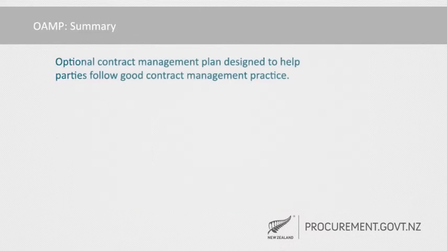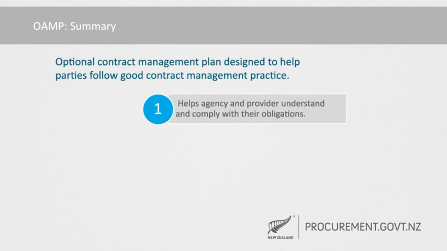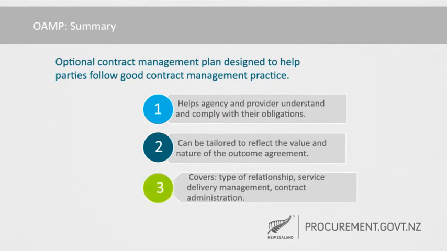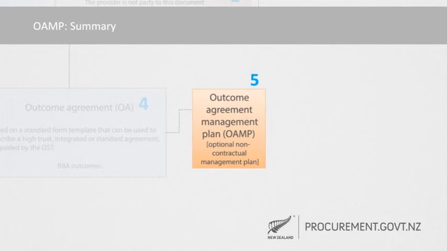To recap, the Outcome Agreement Management Plan is a contract management plan. Using it is optional but strongly recommended. Using the Outcome Agreement Management Plan helps both the agency and provider be clear about their obligations and comply with the outcome agreement. It should be tailored for the services, and the information in the plan needs to match what's in the outcome agreement. The Outcome Agreement Management Plan covers the three main areas of contract management, which are how the relationship will be managed, how the services will be managed, and how the contract will be administered. That's the Outcome Agreement Management Plan.